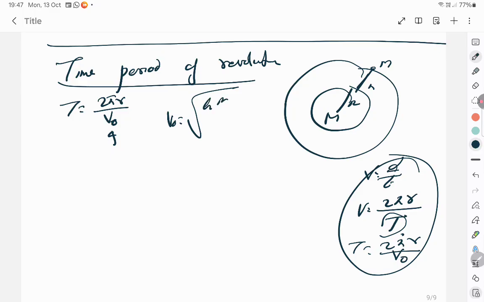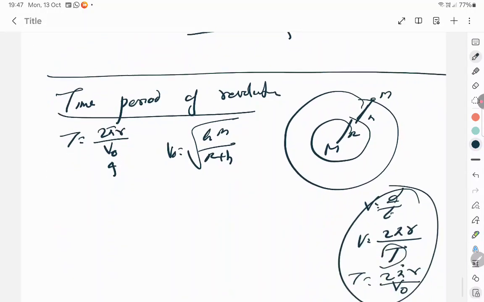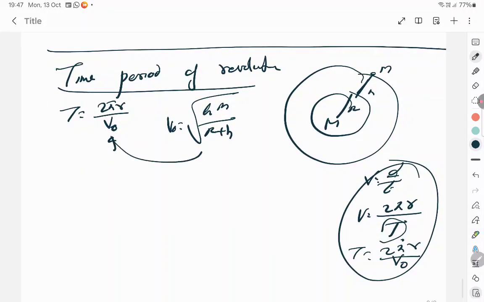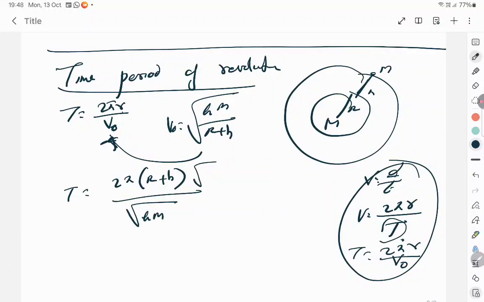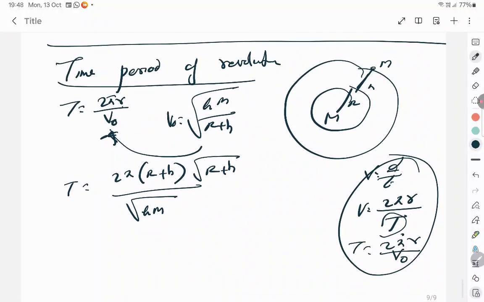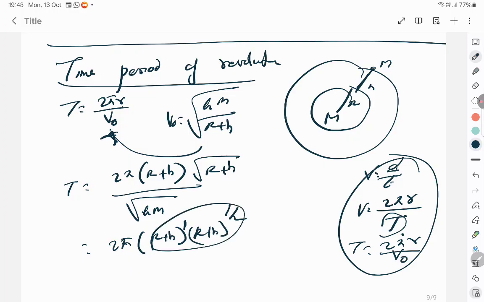Root of GM by r plus h. Remember, I told you this is something that you need. That's why I was insisting that you learn it well. So substitute that here. T will be 2 pi, the small r will be r plus h, by v naught, which is root of GM into root of r plus h. This is r plus h the whole to the power 1, and this is r plus h the whole to the power 1 by 2. Therefore, combined together it will become r plus h whole to the power 3 by 2. Exponents: 1 plus 1 by 2 will be 3 by 2.